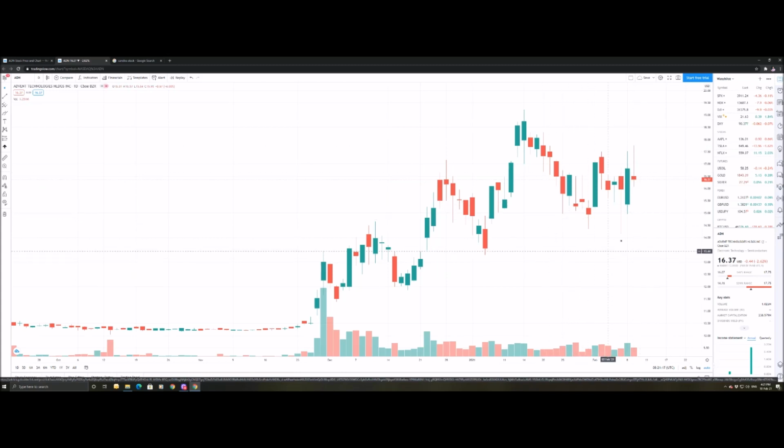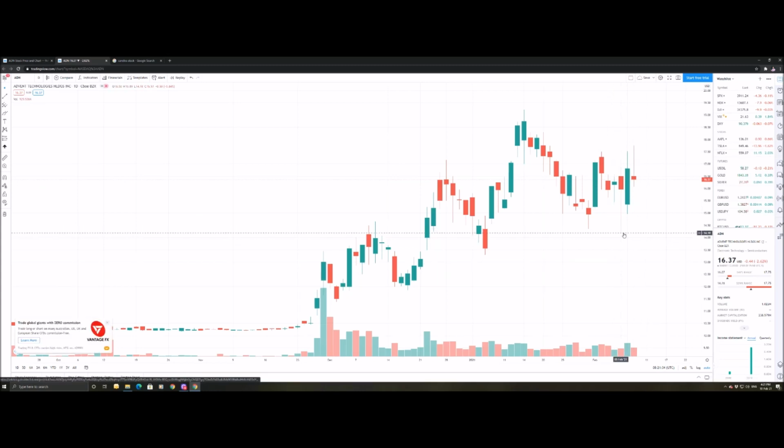But moving on from that, on the right hand side, this is the actual price itself. So the final price of the most recent day of trading was $16.37, and obviously on the bottom we can see the dates as well. That's the effective basics of how to read the chart itself.